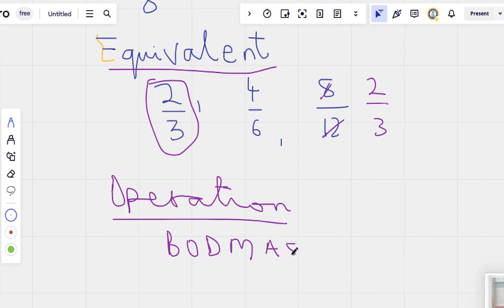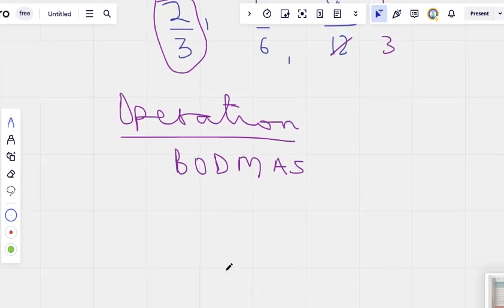When applying BODMAS to fractions, there could be brackets, of, division, multiplication, addition, and subtraction. This is what we call BODMAS. So let's take a look at a simple example. Fractions can be added together. So let's start with the addition of fractions.